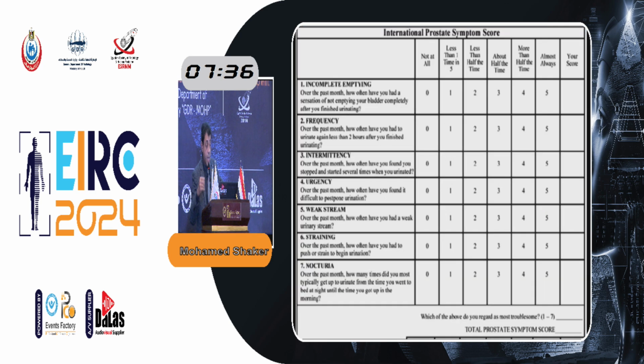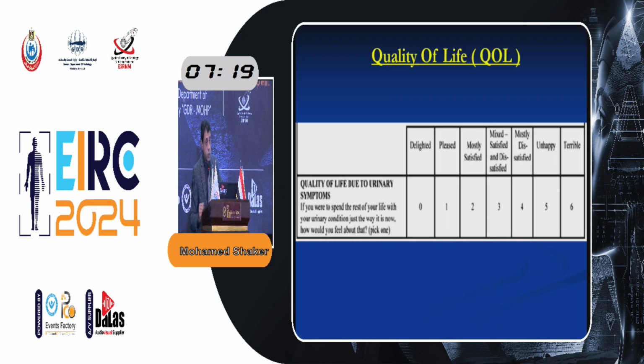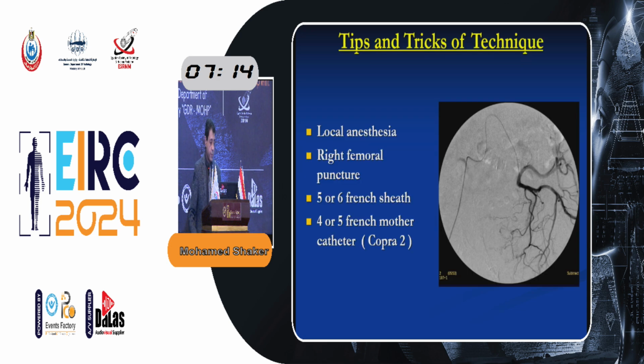And of course, we measure the severity of the symptoms of every patient by the IPSS symptom score. If the score is above 8, this patient is indicated for intervention, if not responding to the medical treatment. Quality of life score, if we have a score of 3 or more, this patient is indicated for intervention.